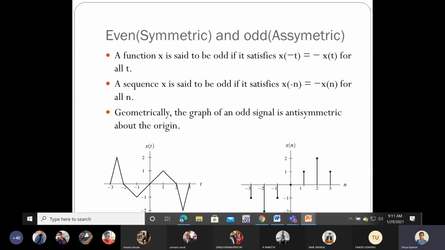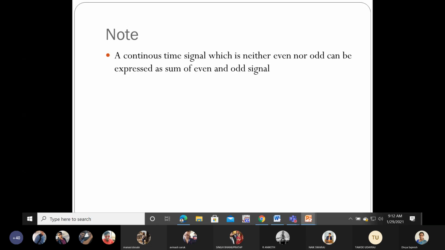So this is the graph of a continuous time odd signal as well as discrete time odd signals. They are not symmetrical about the y-axis. So if you negate the time axis, you will not get the same signal. Instead of that, you will get minus of x of t.